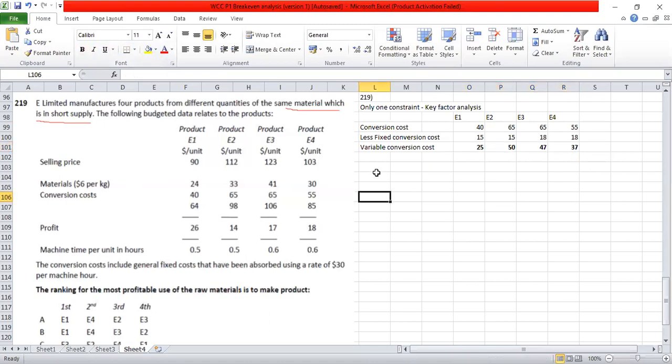Now let's find out what is contribution. Statement showing the ranking based on profitability.